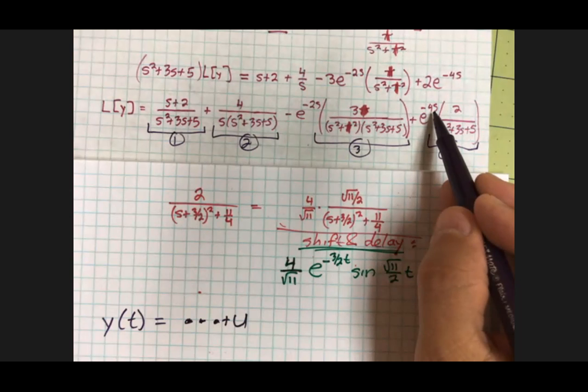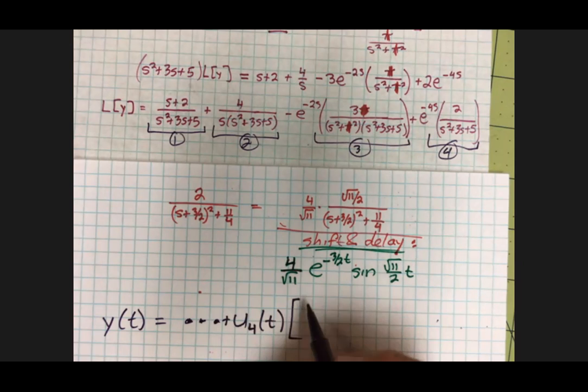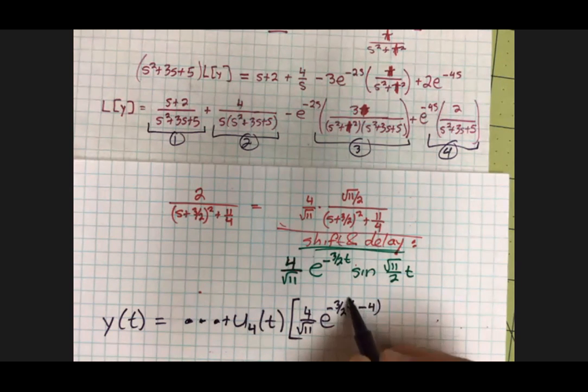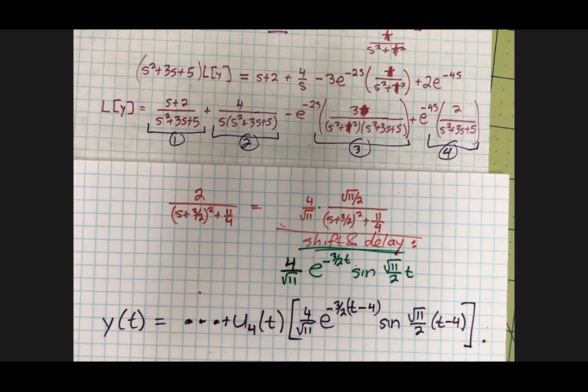4 seconds, because this was a tap, an impulse at 4 seconds, right? So I got to put 4 seconds right there. And that affects what I write in here. 4 over root 11. Exponential minus 3/2 t minus 4 sine root 11 over 2 t minus 4. Stop, stop, stop. Solution.